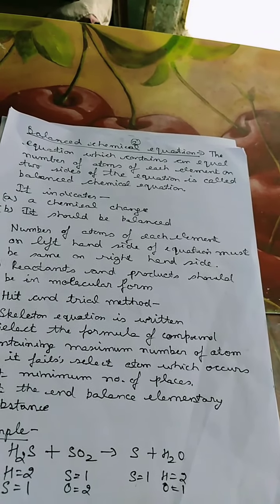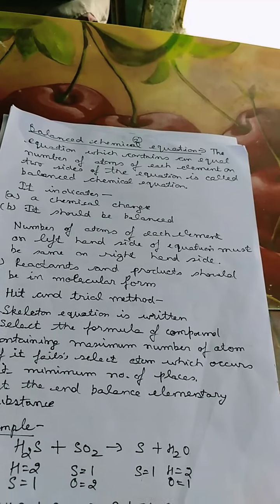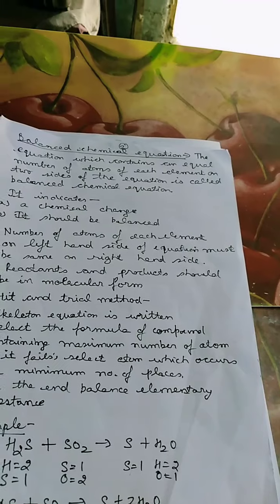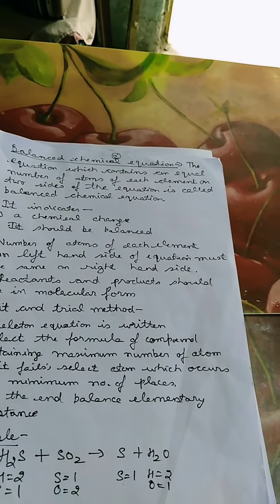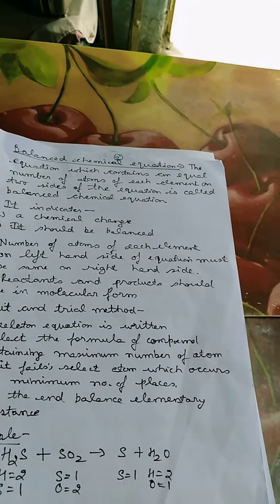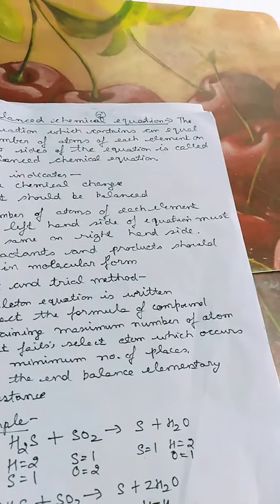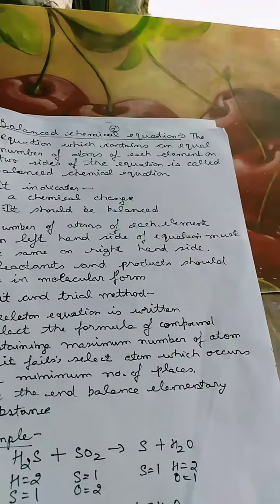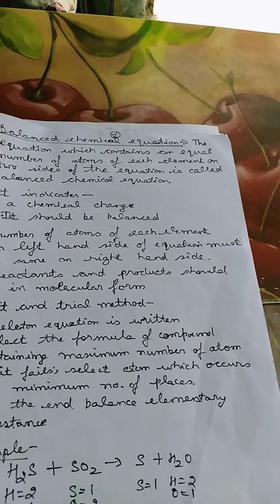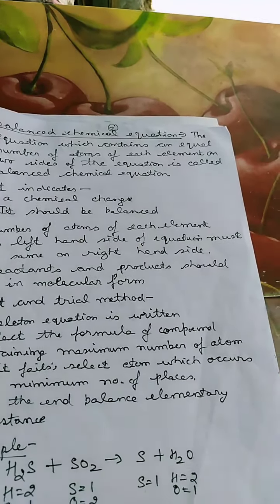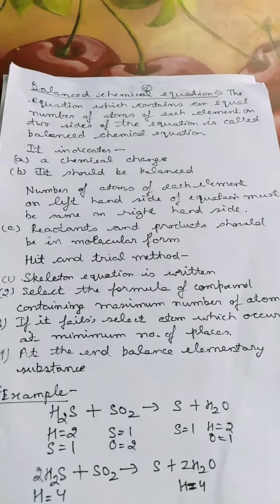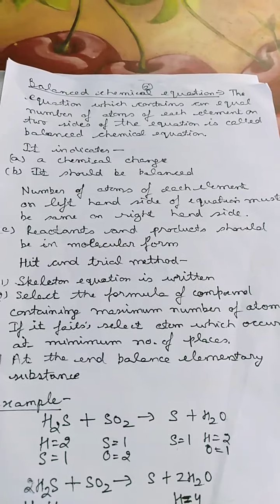Hydrogen is balanced now. Hydrogen 4 atoms on the reactant side, that is H2S, and again on the product side we have water. Here again hydrogen atoms are 4. So hydrogen is balanced now. We will look towards sulfur. On the left hand side sulfur has now become 3. So we will put 3 before S or multiply S by 3. So it will become 3S.